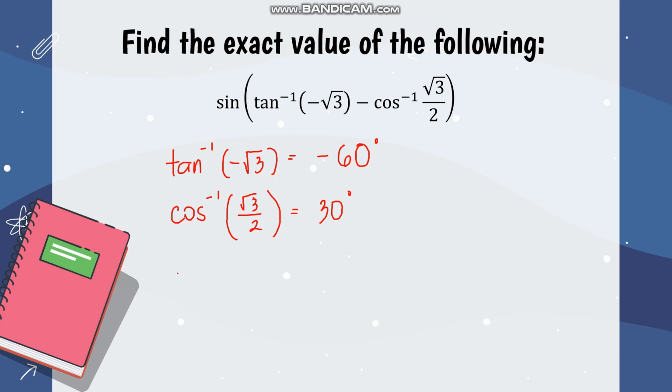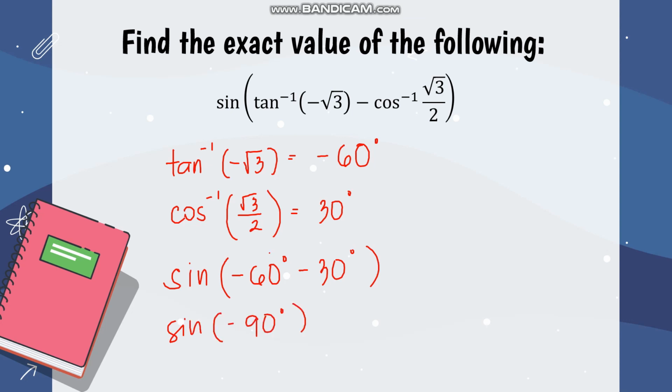And then after that, we can just solve for the values. So we have here negative 60 minus 30 degrees. If you want, you can just combine this and simplify. So sine of negative 90 degrees. What is the sine of negative 90 degrees? Again, you can just simply identify the sine using your calculator. This will be equal to negative 1.